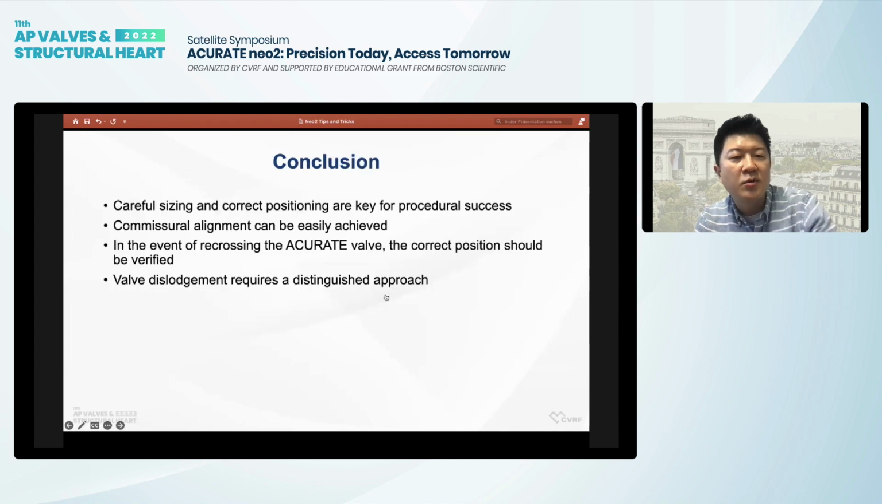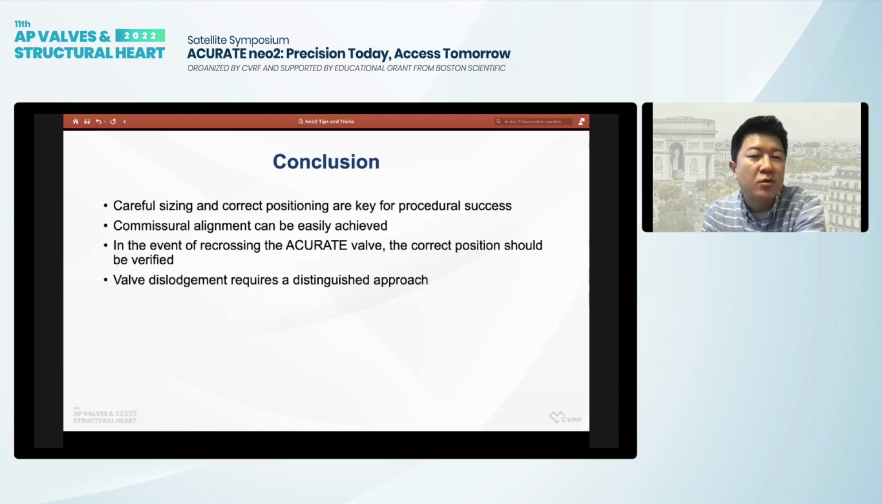So I would like to summarize. Careful sizing and correct positioning are key for procedural success, and this is very important. The ACURATE Neo is a little bit less forgiving in terms of sizing and positioning. Commissural alignment can be easily achieved and should be pursued. I've shown you a very impressive example of why we should do it.